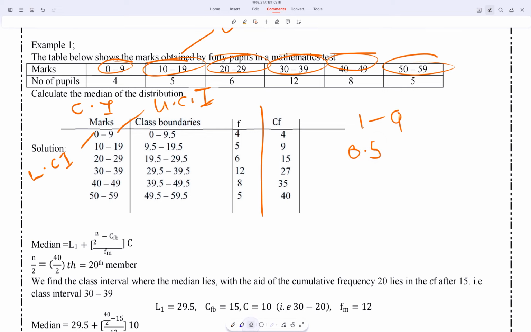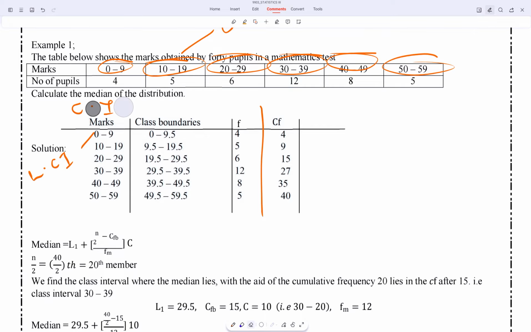Okay, let me use a bigger number. I don't want to confuse you at all. So let's say the first number is from 8 to, let's say, 8 to 10. So your first class interval is going to be what? 7.5 to 10.5. Do you understand that now? So that is the first thing. You will always add 0.5 and subtract 0.5. Don't forget that. That is how you deal with class boundary. That's how you always get your class boundary. Is that okay?